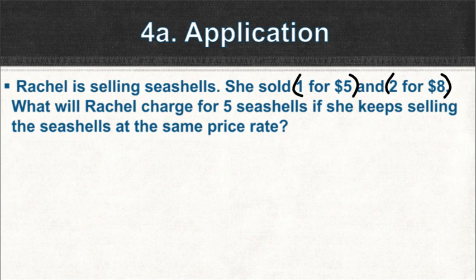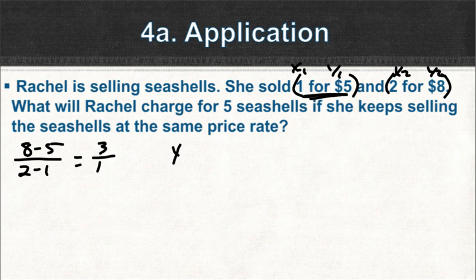So first we need to find the slope. So this is your x1, y1, x2, y2. We have 8 minus 5 over 2 minus 1. So this will give us a slope of 3 over 1, or a slope of 3. So I have y. I'm going to choose this point. So y minus 5 equals my slope, 3 times x minus 1.